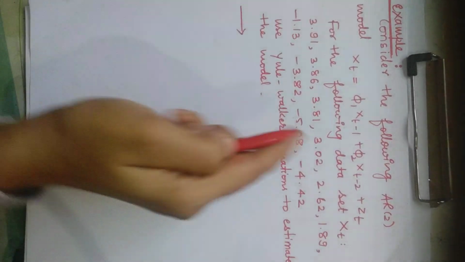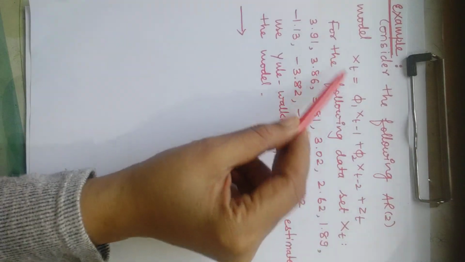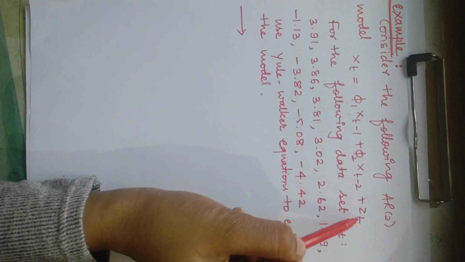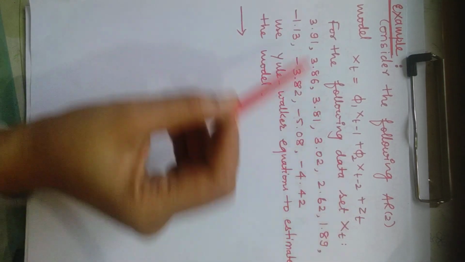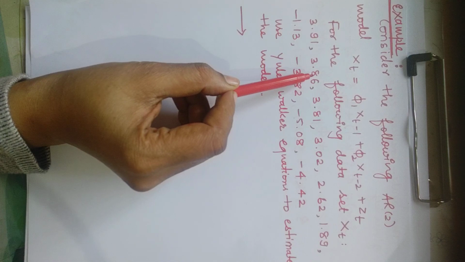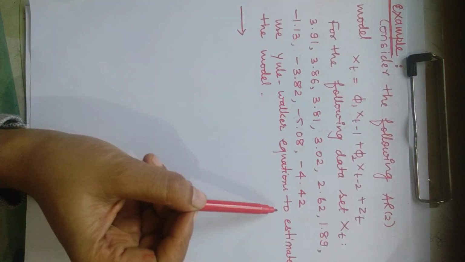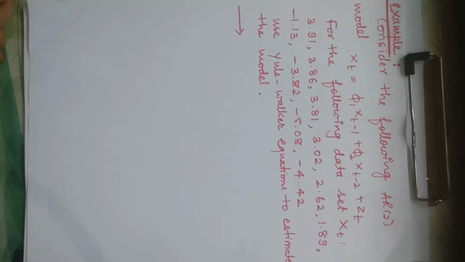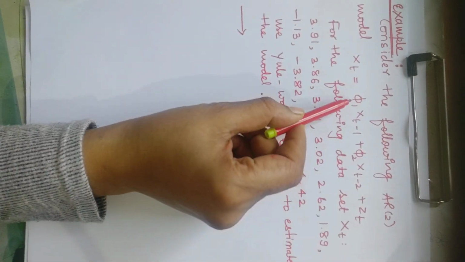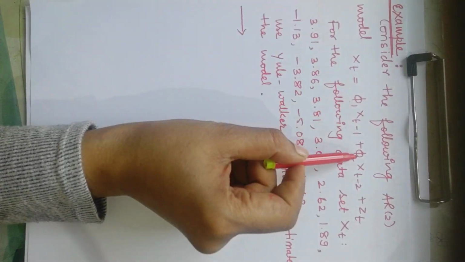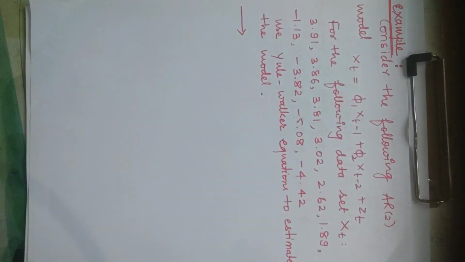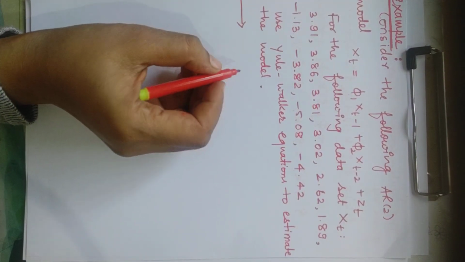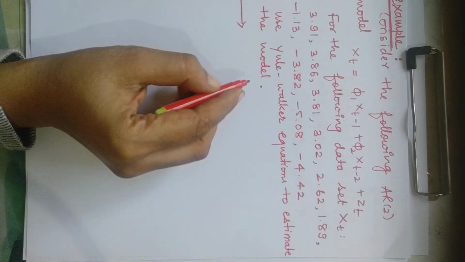Now using these equations, we are going to solve an example. Consider the following AR2 model: Xt is equal to phi 1 xt minus 1 plus phi 2 xt minus 2 plus zt for the following data set xt. A data set of 10 observations is given here. Use the Yule-Walker equations to estimate the model. Using the Yule-Walker equations and the autocorrelation function, we have to estimate the values of phi 1 and phi 2, which are the parameters of this AR2 model.